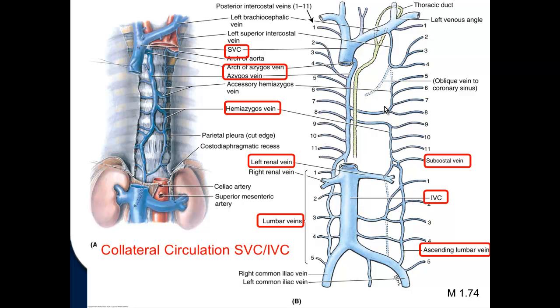So it's going to be posterior to the aorta, posterior to the thoracic duct, which is actually in this image in green, and posterior to the esophagus.